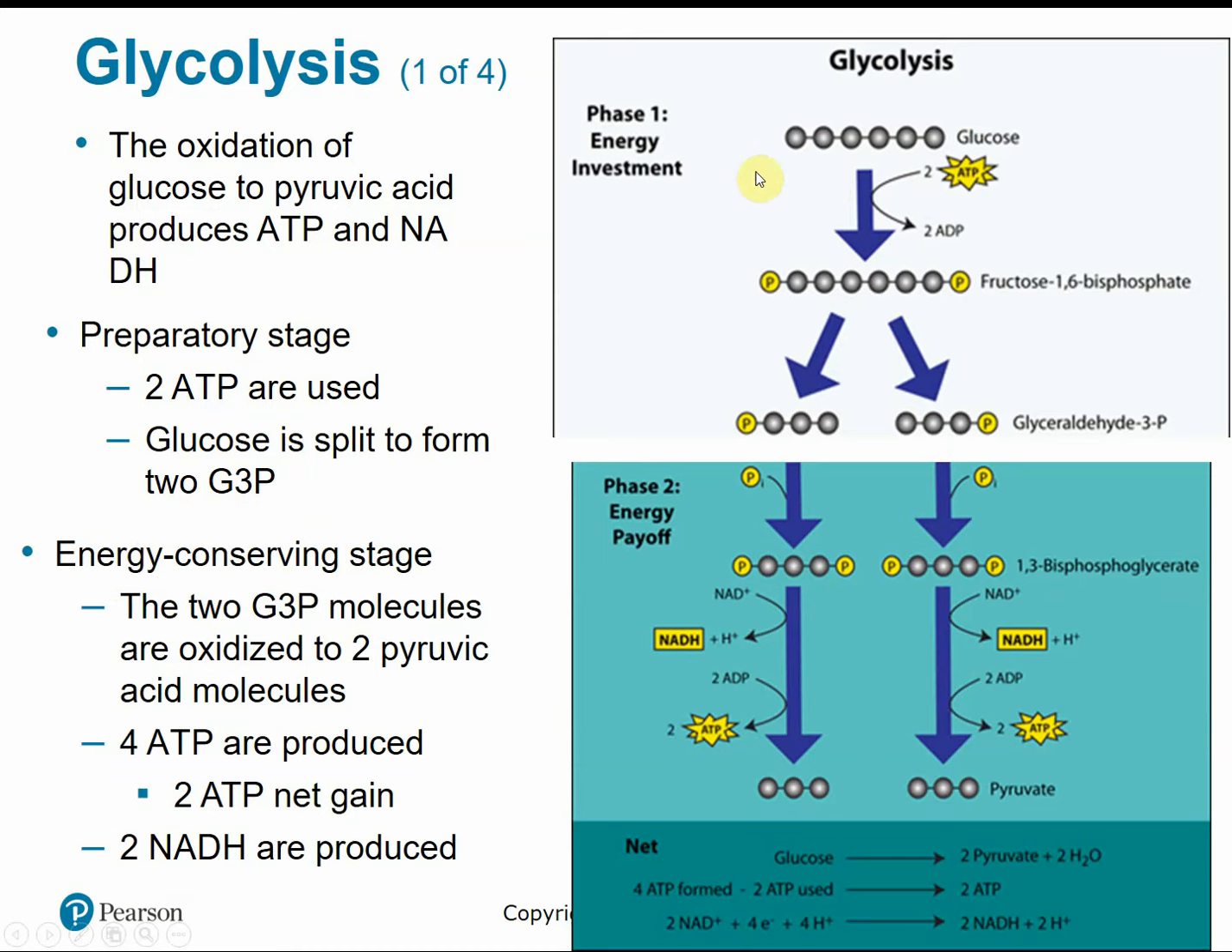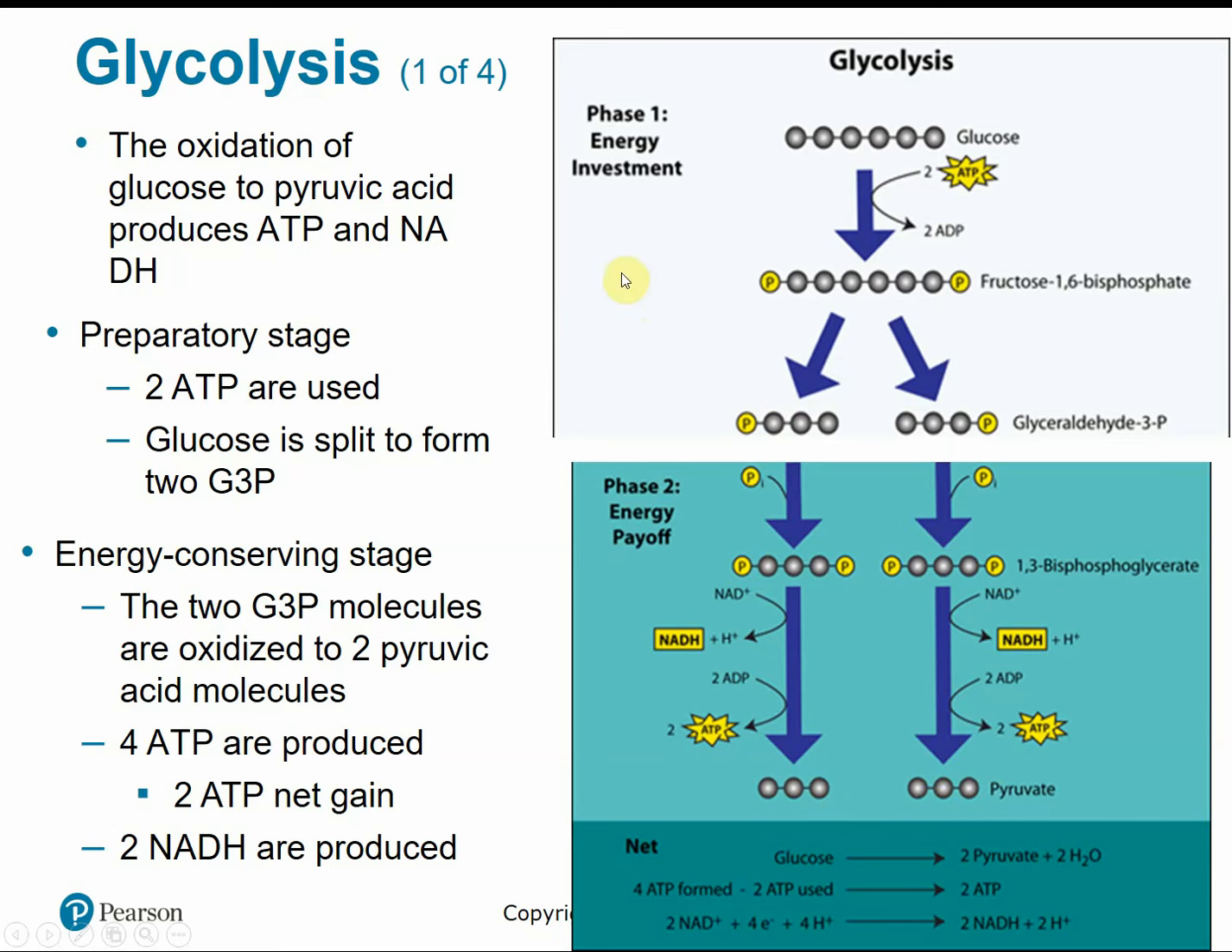Glycolysis is the first step in cellular aerobic respiration. So it just means splitting sugar. Lysis means to split and glyco means sugar. In glycolysis, we start with a 6-carbon glucose molecule, and through a series of reactions in our metabolic pathway, we end up with 2 3-carbon pyruvate molecules.